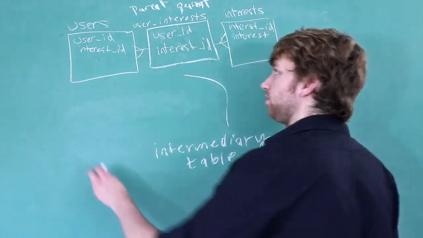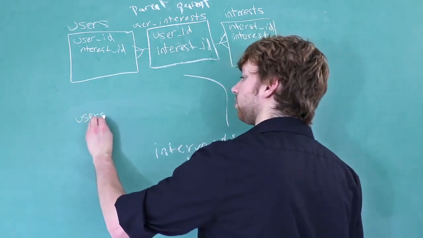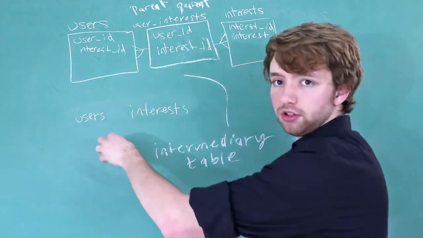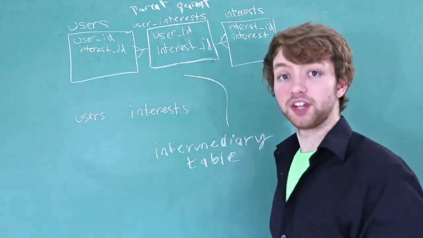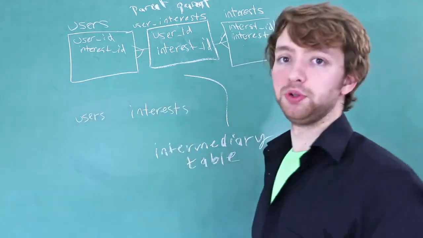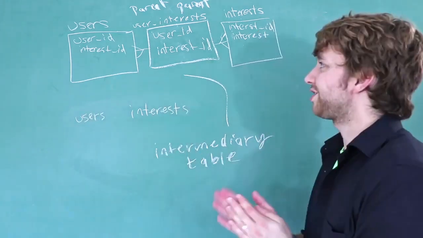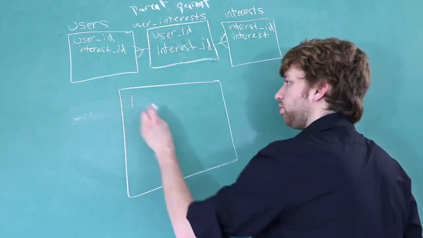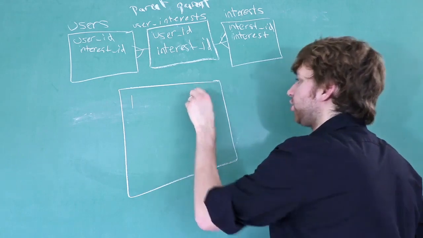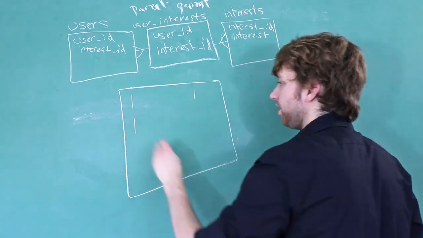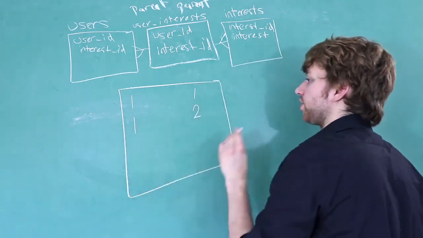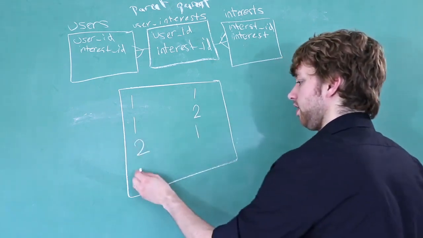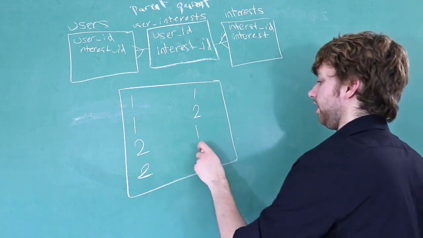So essentially we have users and interests. We can have it to where one user has multiple interests and a specific interest has multiple users interested in it. Let's just look at what this might look like inside of this table. We might have it where user 1 is interested in interest number 1. User 1 is interested in the interest number 2. User 2 is interested in interest number 1, and user 2 is interested in interest number 2.